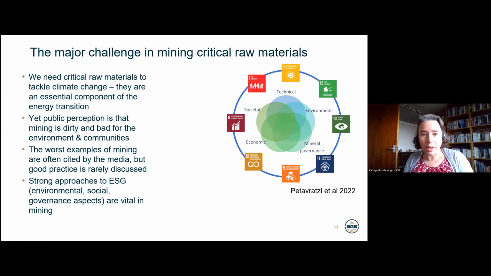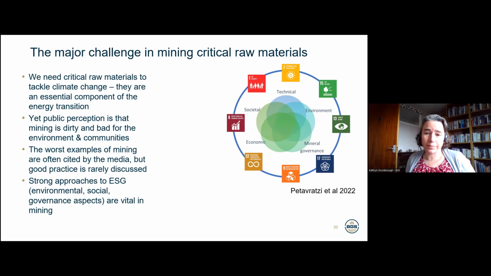But this is the absolute major challenge when it comes to our supplies of critical raw materials for the energy transition. We have to have these critical raw materials. We're not going to tackle climate change without them, because we are going to have to continue with internal combustion engines and burning fossil fuels for energy, unless we can persuade people worldwide to reduce the amount of energy they use significantly and to change their lifestyles significantly. And I think we all know that's going to be difficult, although it has to be part of the package.